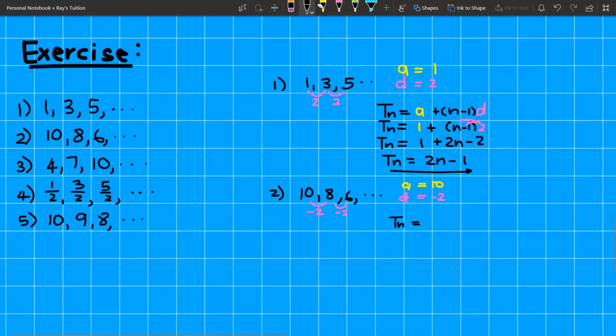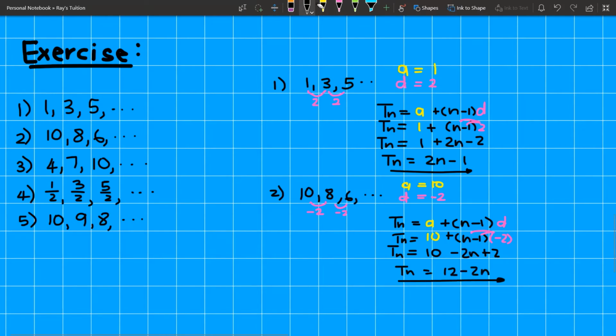Then we use the formula Tn is equal to A plus n minus 1 times D. So we have Tn, and our A is 10, and our n minus 1 we leave there, and we replace D, which is negative 2, and then we distribute it, and then simplify. So that is 10 minus 2n plus 2. So our general formula is Tn is equal to 12 minus 2n.